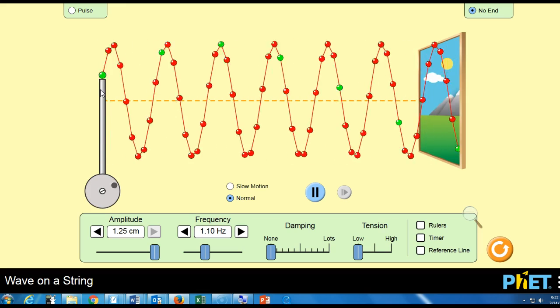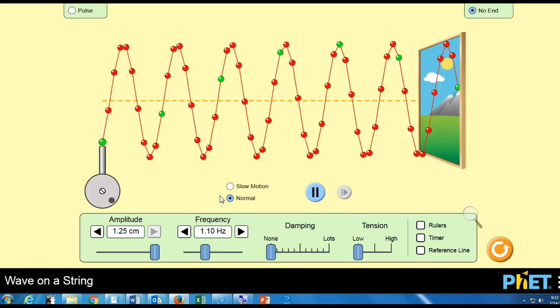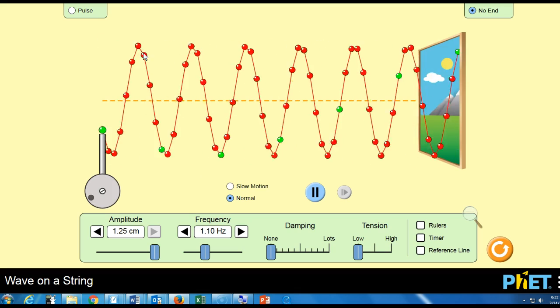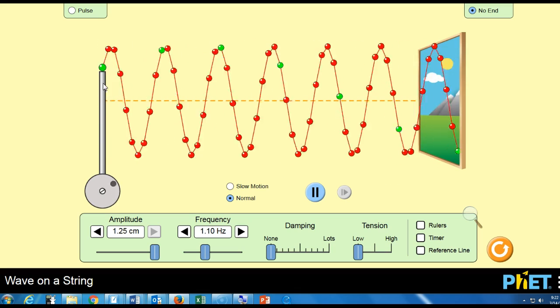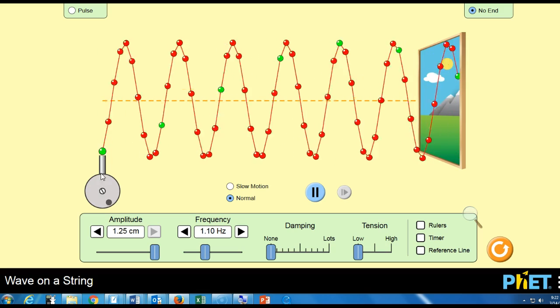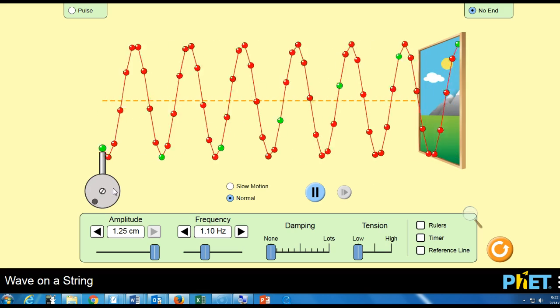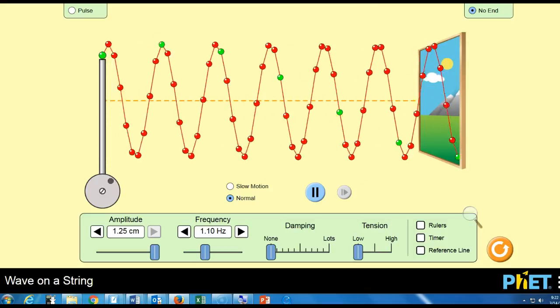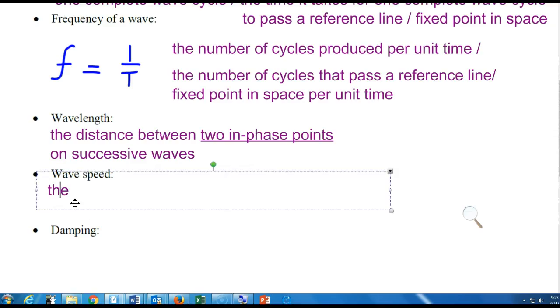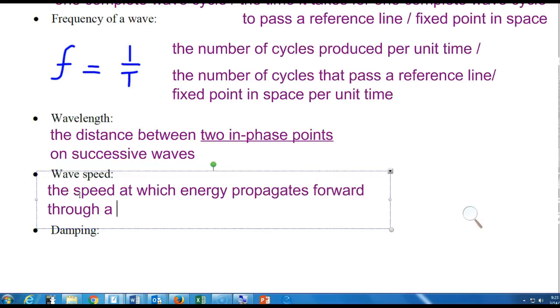So which is going faster, the particles on average or the crests? Well, the crests are going quite slow. They don't progress forward very quickly. The particles, on the other hand, are going up and down really fast. So there is a difference between the average particle speed and the wave speed. Wave speed is the speed at which energy propagates forward through a medium.